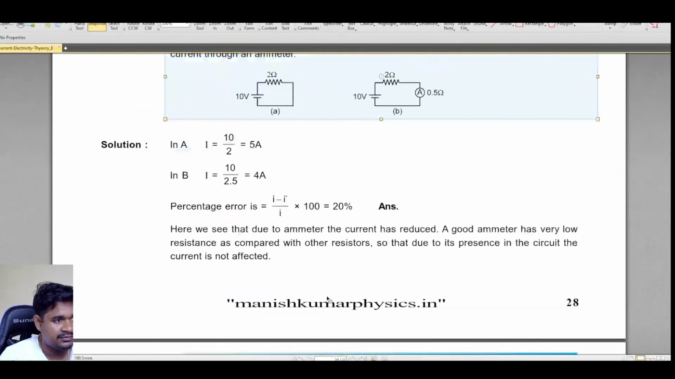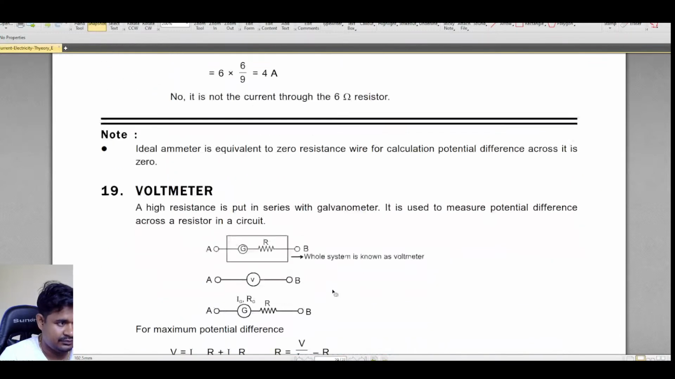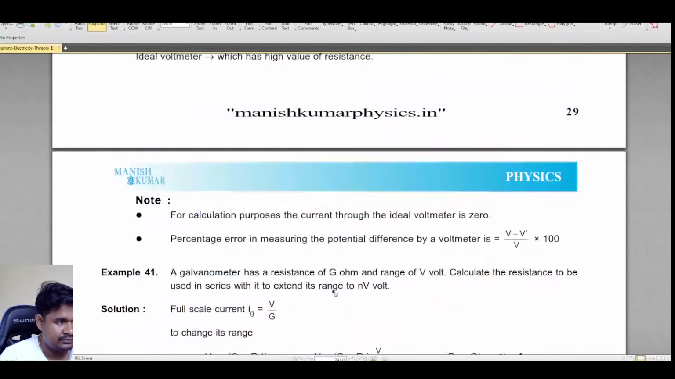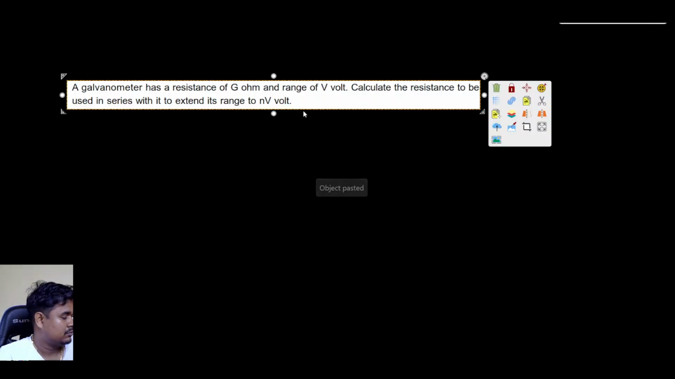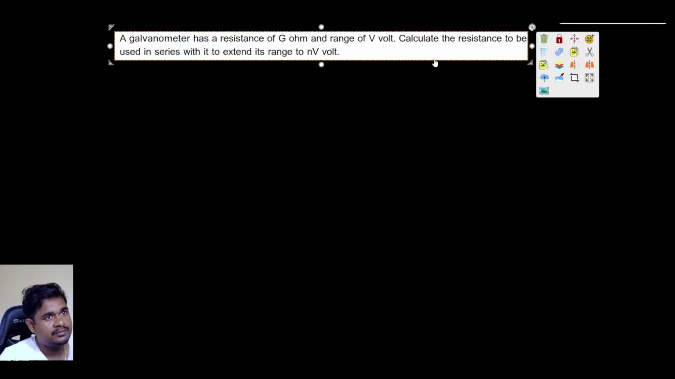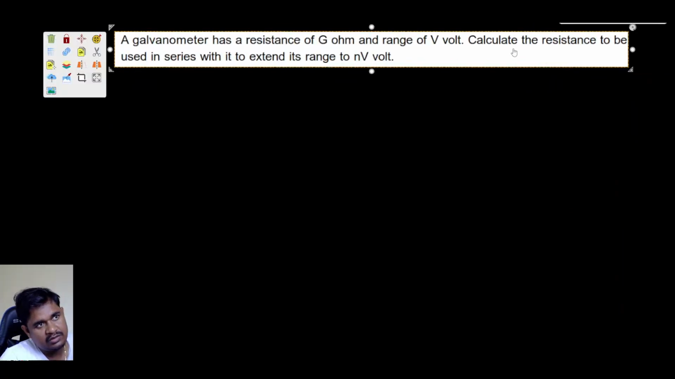So we'll practice one question to understand this concept. Solve it, see if you are capable of doing it or not. Then I will solve it.